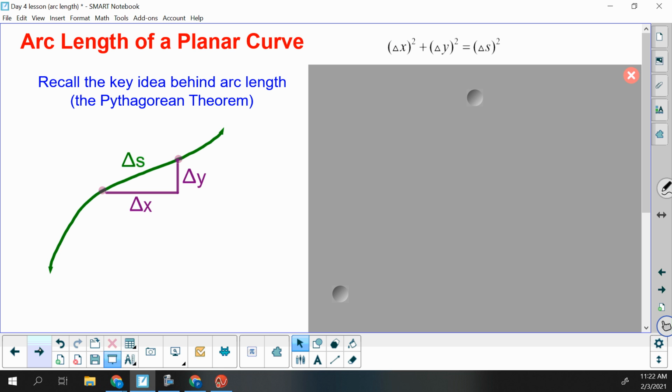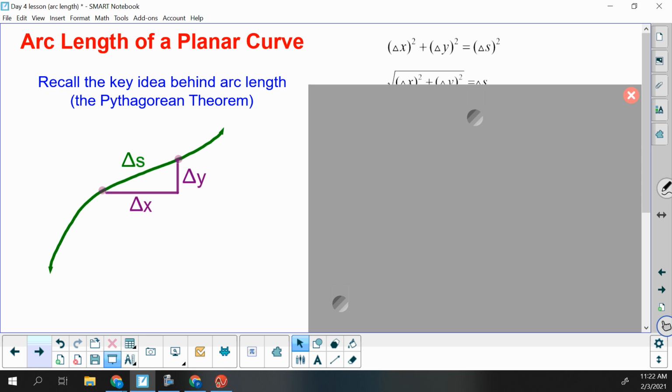So today's first topic is arc length of a planar curve. The idea behind arc length is that, as we saw in a previous unit, we did Pythagorean theorems of little lengths. Then whatever that hypotenuse value was, we added them all up with an integral, and that eventually gave us the length of the whole thing. So we're going to do a similar idea here.